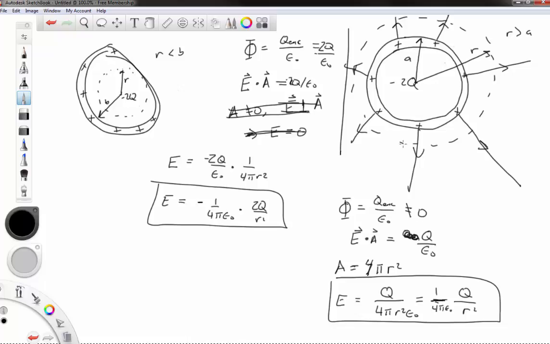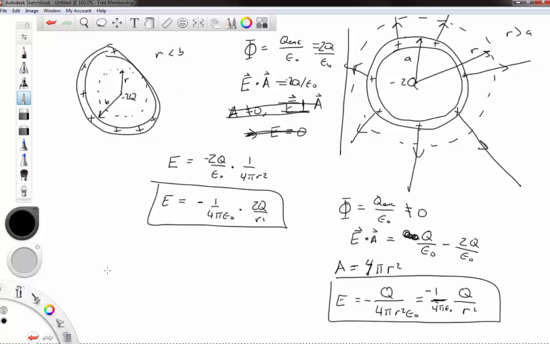Now, if we go outside of the conductor, what you end up getting is a total charge enclosed of Q for the conductor minus 2Q for the thing that's placed at the center. And so you end up with a total electric field of negative 1 over 4 pi epsilon naught Q over r squared, which is the equivalent field to as if you had placed minus 1 Q here at the center and had no conductor.